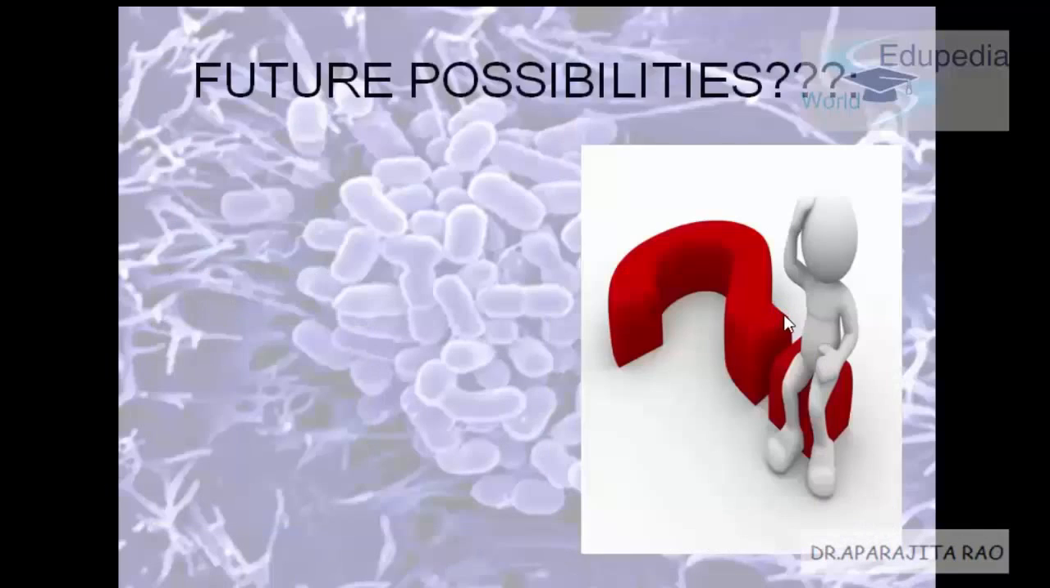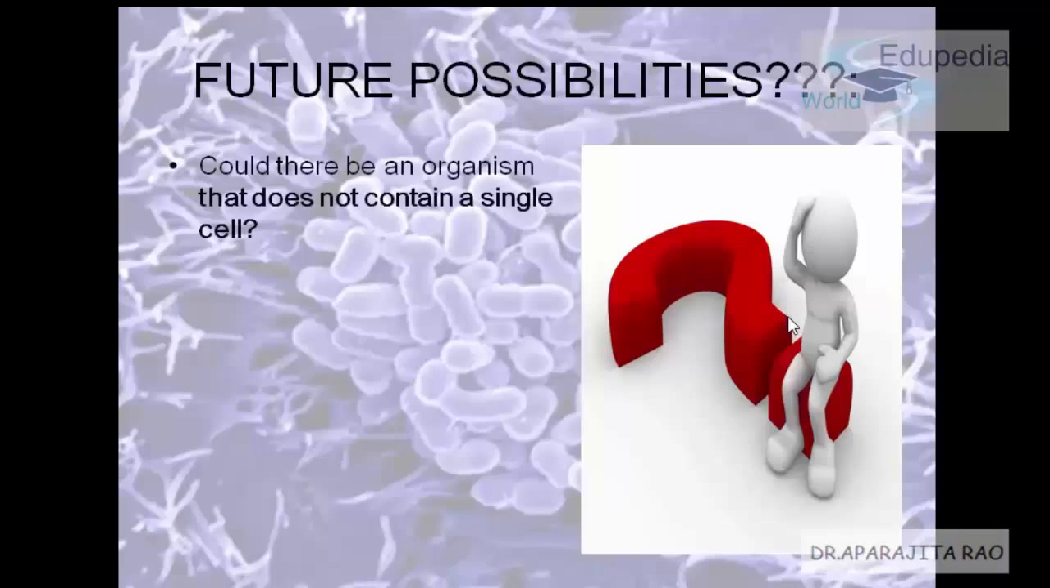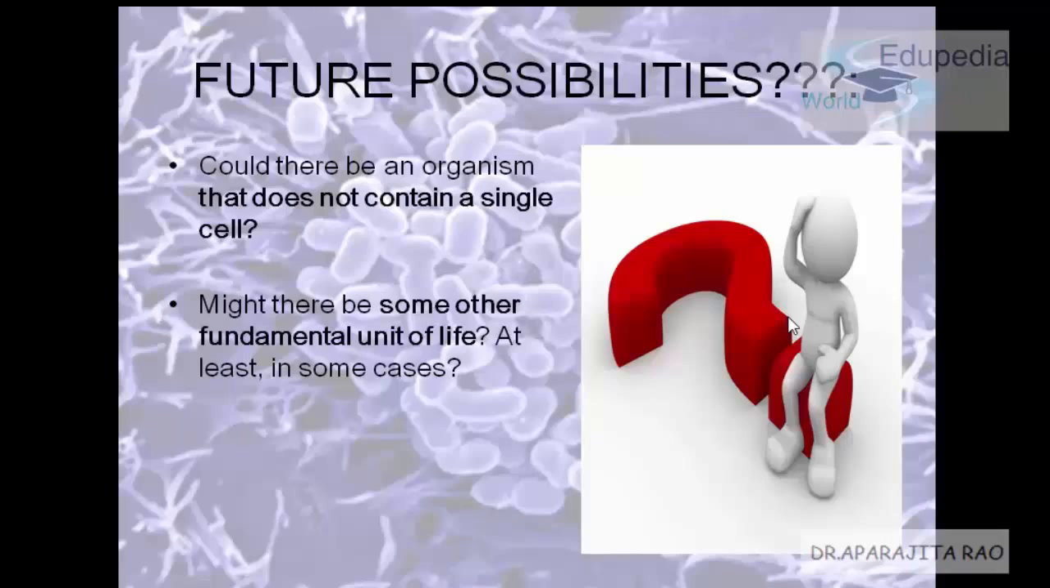So now, why are we studying so much about cell theory? Why is it so important? Because like I said, science is ever advancing and there's so much we don't know about it. So the first question that arises is, could there be an organism that does not contain a single cell? Or might there be some other fundamental unit of life, at least in some cases, just like virus? Maybe whatever we have been reading and telling for the past 400 years, maybe it is just part truth or maybe completely false.